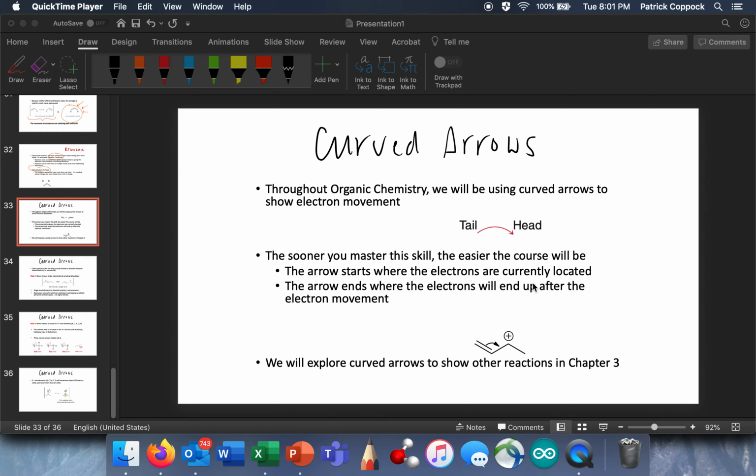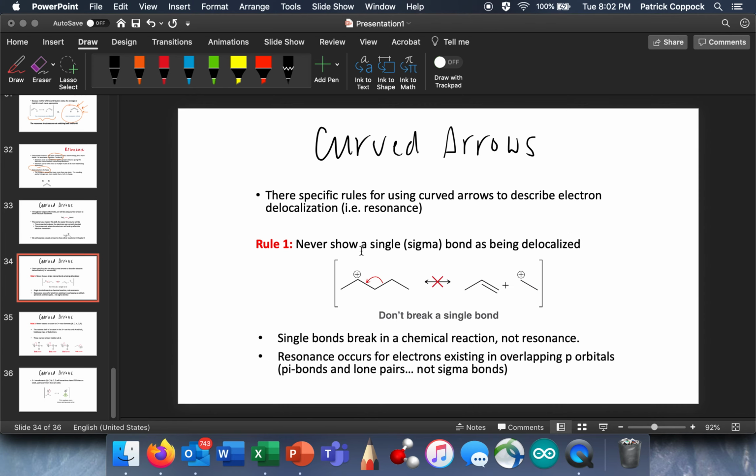So an example might be here with this cation. We have some electrons, and you see this curved arrow here. The electrons, it looks like that double bond, that pi bond is going to come over here, which is very similar to what we had in last section when we're talking about the allylic cation, where we had resonance, right? So we're going to use it a lot in resonance, but we're going to use it in other things too.